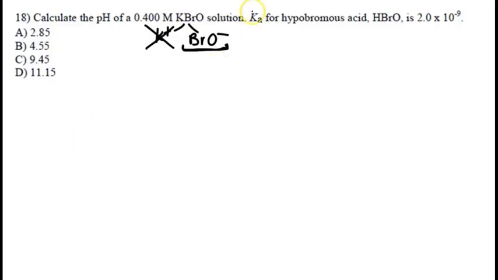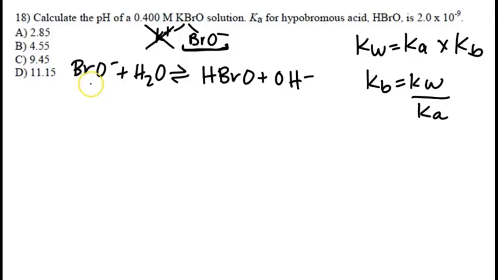Now, let's move on. It gives us a Ka value for hypobromous acid, which is HBrO, and that value is 2.0 times 10 to the negative 9. So once again, we're given a Ka value for an acid, even though we have a solution where we're dealing with a base. So how do we consolidate this? First, I'm going to focus on what is given and what I have. I'm starting with a BrO minus solution amount of 0.400 molar.